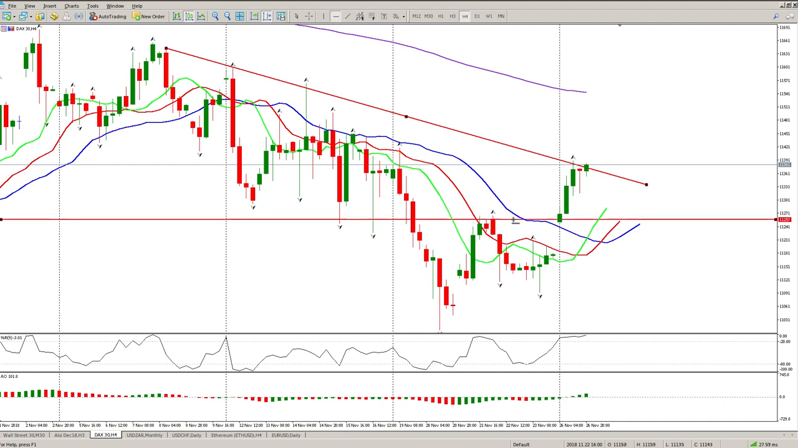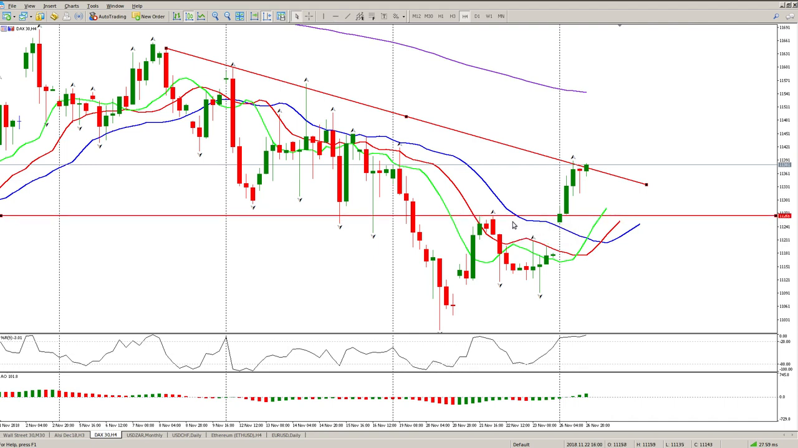Okay, so I'm still sort of reluctant to look for shorts, or you could find a short scalp up here, depending what happens in that first hour of trading today. But just watch out for these levels to the downside. And then obviously the gap.